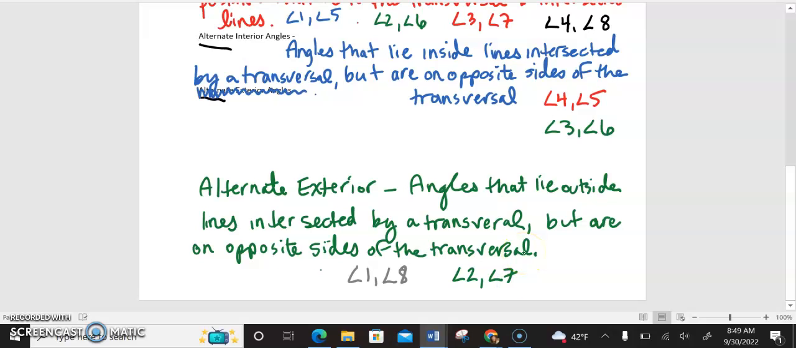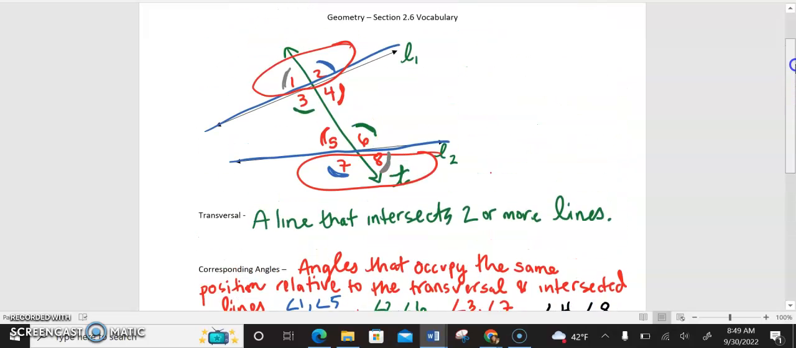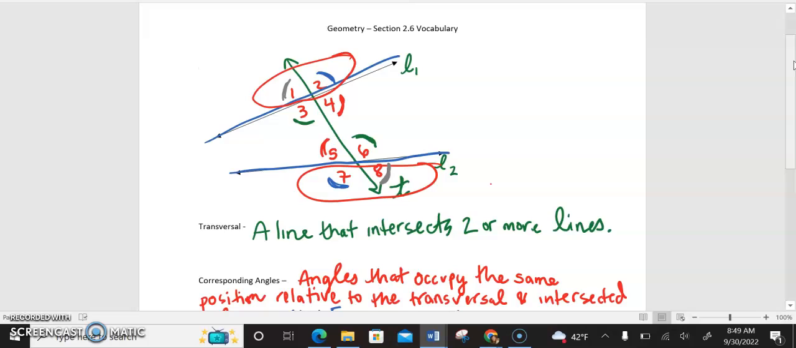When we explore section 2.6, we're going to look at some relationships between these angles, but we're going to look at a very specific relationship between the lines that are intersected by the transversal as well. So we will explore that next time in class.